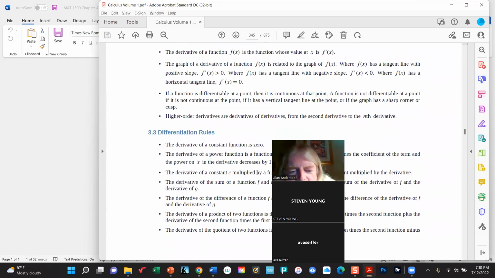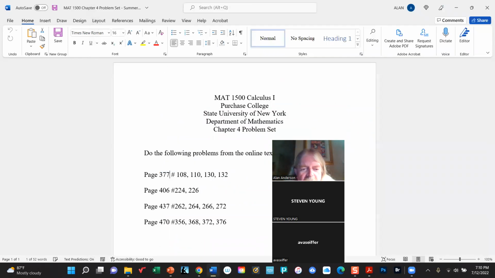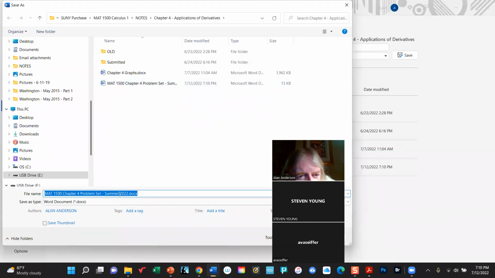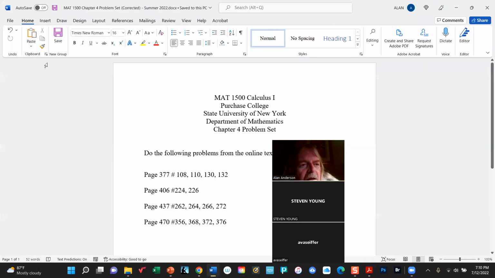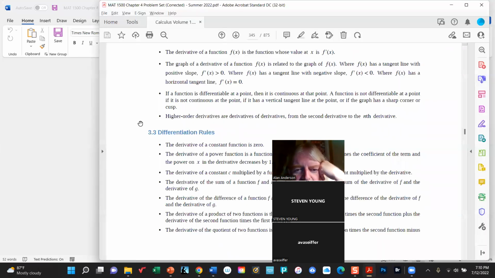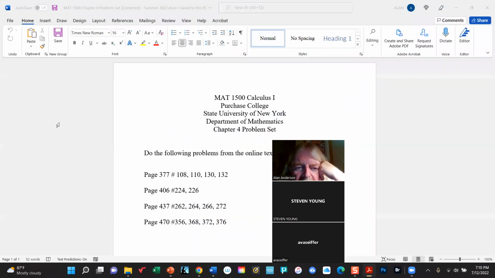Okay, this is good. I'm glad you caught this. So I'm going to change it right now. And I'll save it, and I'll call this the corrected version. And then I'll just post the corrected version and take away the old one. All right, that looks much better. Yeah, that should do it.